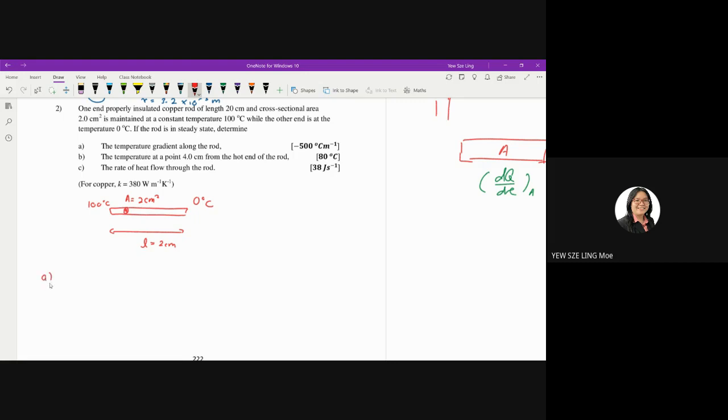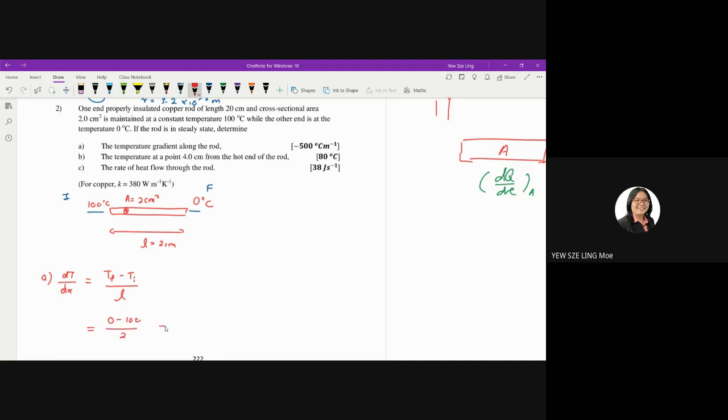For question A, the temperature gradient is dT over dx, which is very simple. dT over dx equals T final minus T initial, divided by the length. Where is initial and where is final? Remember, the hot end is the initial, and the cold end is the final temperature. Therefore, we have 0 minus 100 divided by 2.